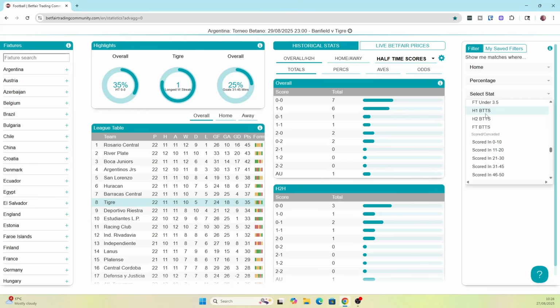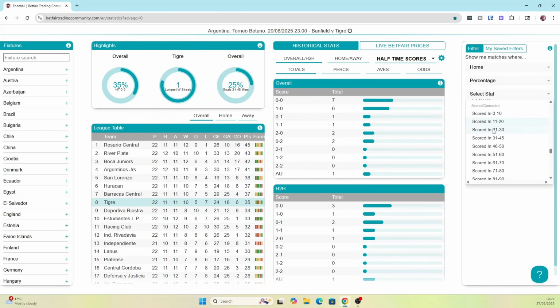BTTS is both teams to score. Okay, so in half one, BTTS would mean that the scoreline might be 1-1 at half time. Both teams have scored. So that's half one, both teams to score. Half two would be the same thing if they both scored in the second half, and then full time is just the whole match, obviously.